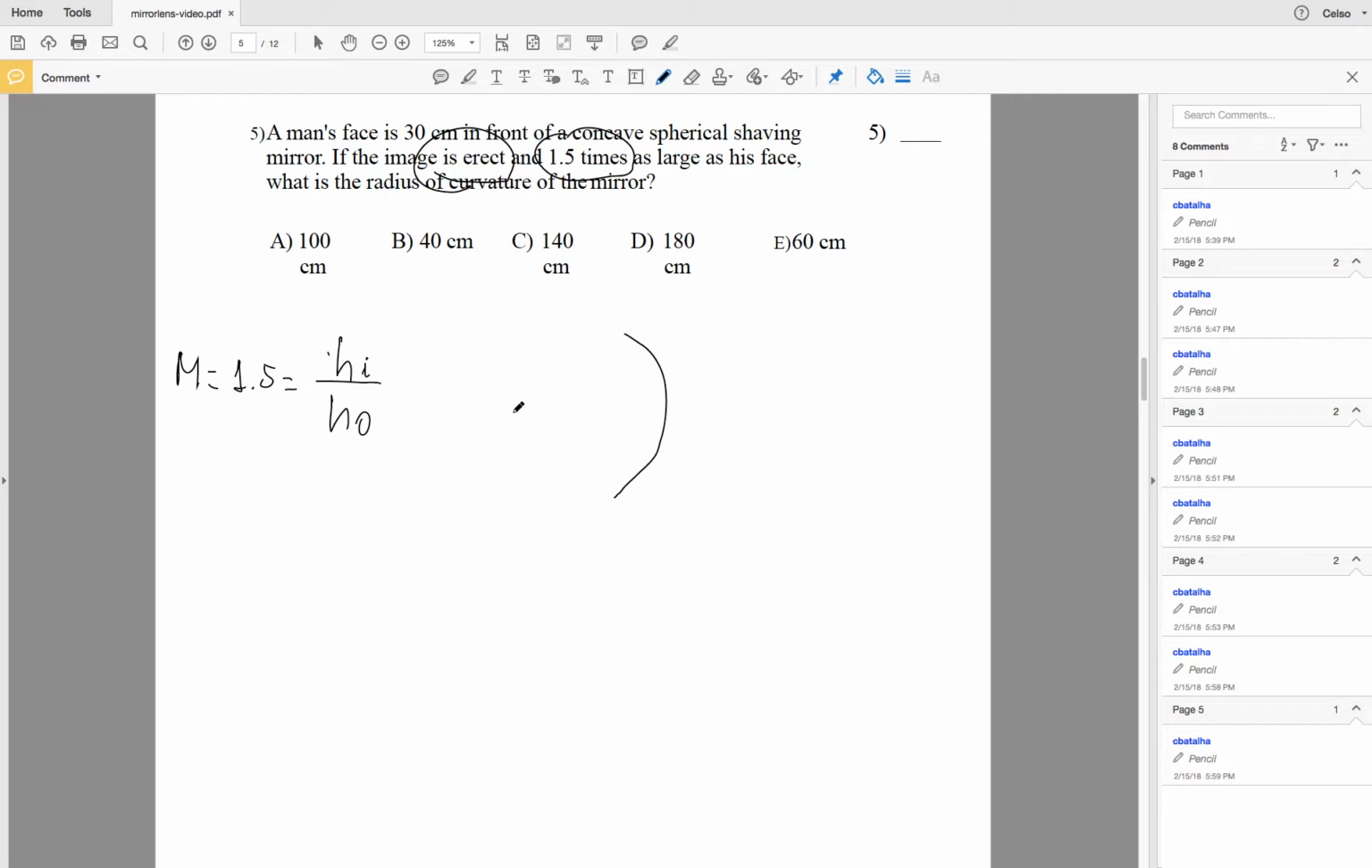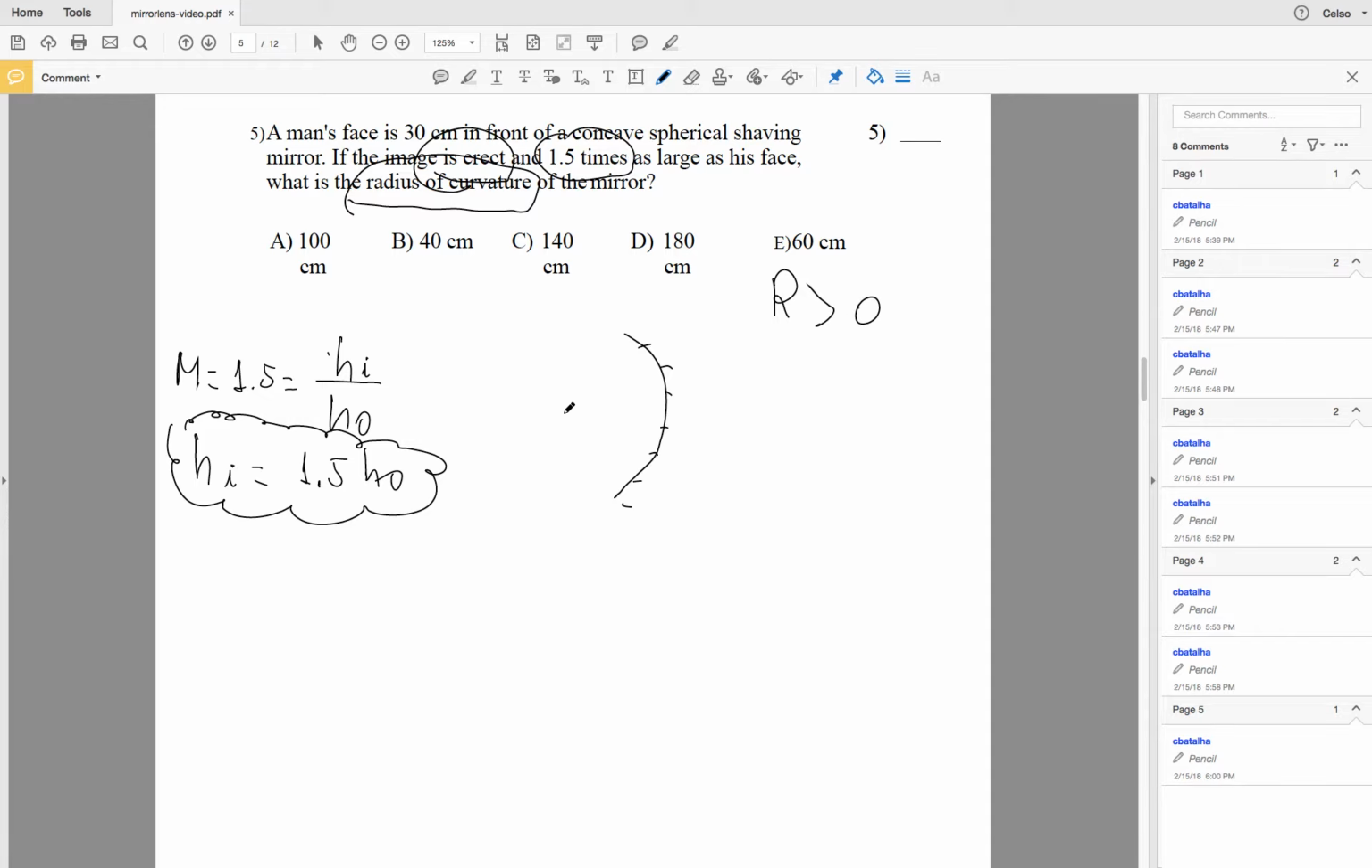So the image is bigger, I mean, you want to look in the mirror and see all the details in your face. So we have a relation here: the height of the image is 1.5 times the height of the object. And we want to find the radius of curvature of the mirror. Before we start the calculation, remember we are dealing with a concave mirror, so the radius must be positive.